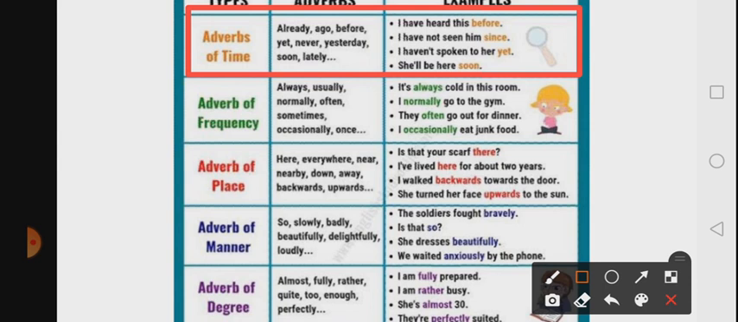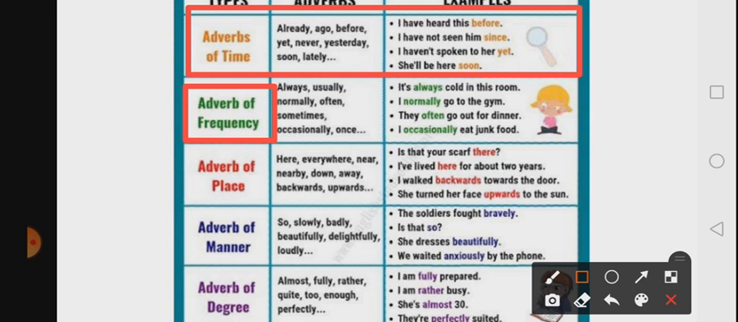Then there is adverb of frequency. Frequency means how often something is being done. Is it being done on a regular basis or is it being done rarely? So the kind of words that tell us about the frequency or about the repetition of the work or the verb, they are referred to as the adverb of frequency. The examples are written there.